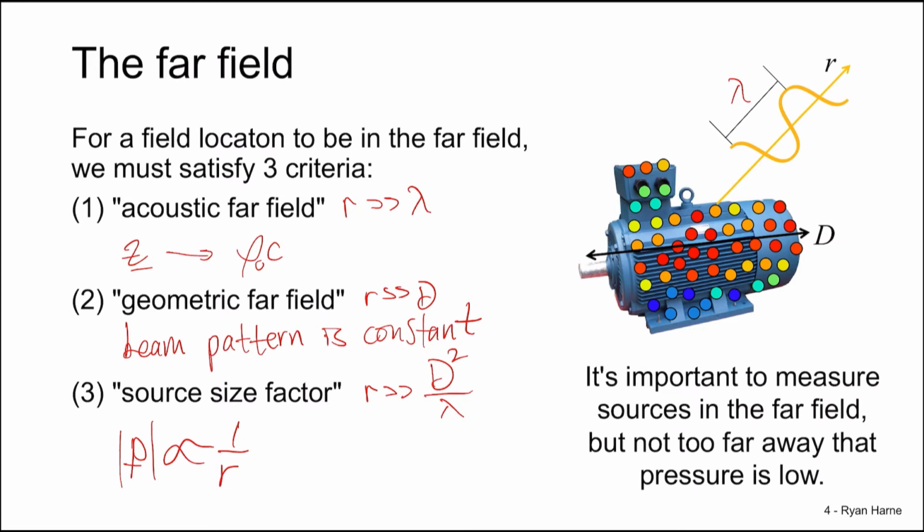In practice, it's important to measure sound sources in the far field in order to have legitimate data. But we need to recognize that if we're too far away, we'll have bad acoustic pressure measurements because the sounds will be so low in level. What then is the characteristic in the near field?